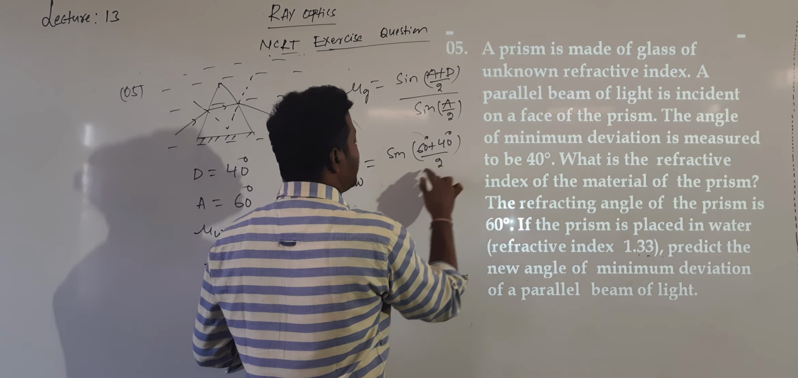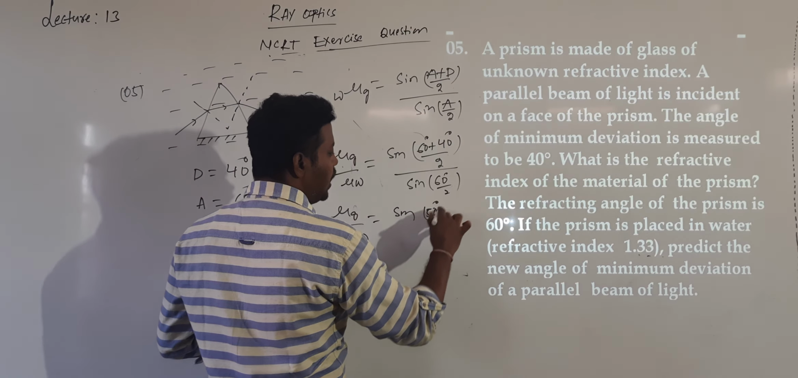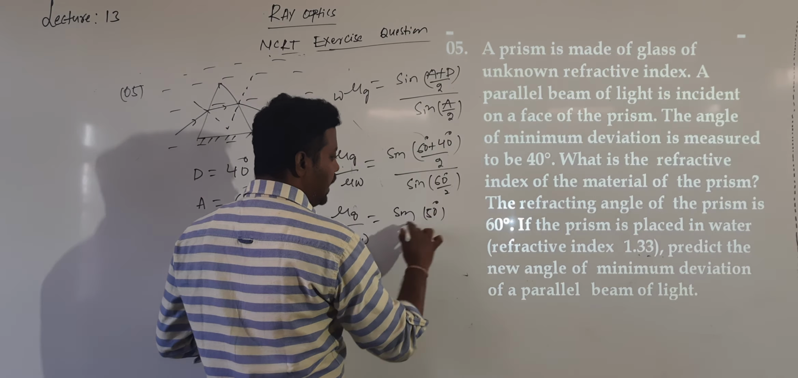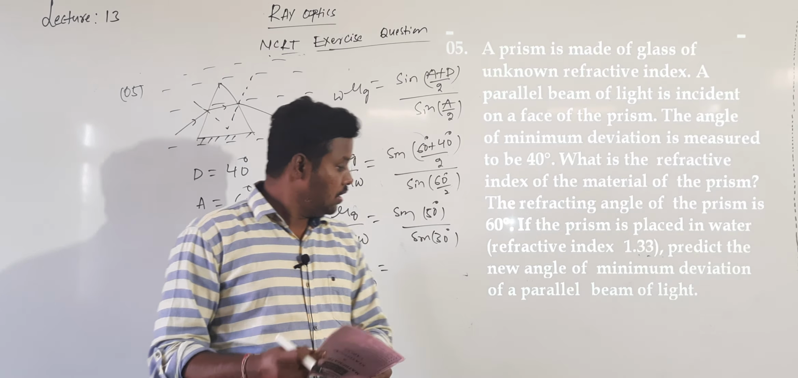Sin A by 2 is given by 60 degrees divided by 2. Then mu G by mu W value is sin((60 plus 40) by 2), that is 100 by 2, that is 50 degrees, divided by sin 30 degrees. Sin 30 degrees we know already, the value is 1 by 2, which is 0.5. If I want to know sin 50 degrees, compulsorily we need to use the clock table. Without seeing the clock table, we cannot solve the problems of ray optics. So in this you have to check the natural sines. In this natural sine table, what is the value of sin 50 degrees?